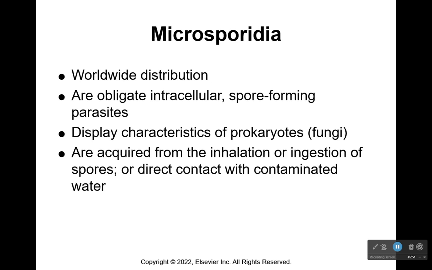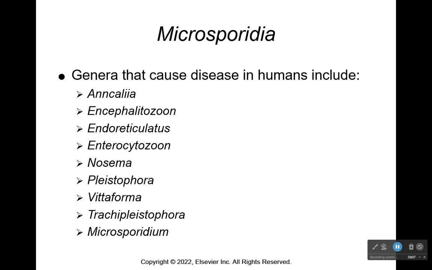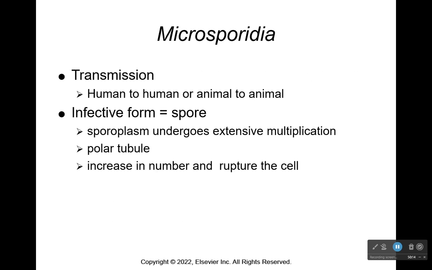The last group is Microsporidia. These are worldwide also. This particular group has a lot of characteristics of our fungi, though they are eukaryotes. We get these from inhalation or ingestion or from contaminated water. There's a whole list of some that cause diseases. These are not seen a lot. They're pretty rare. We get them from other humans or from animals, from the spore.